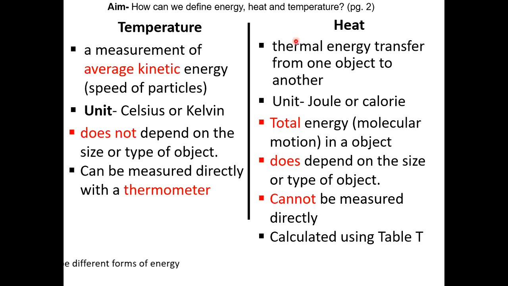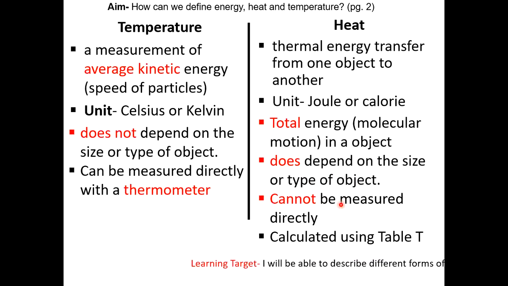Heat, on the other hand, is the thermal energy transferred from one object to another. The unit for heat is joule or calorie. Heat is the total energy of molecular motion in the object. Heat does depend on the size or the type of object. Heat cannot be measured directly. We will calculate the heat using the Table T equations.